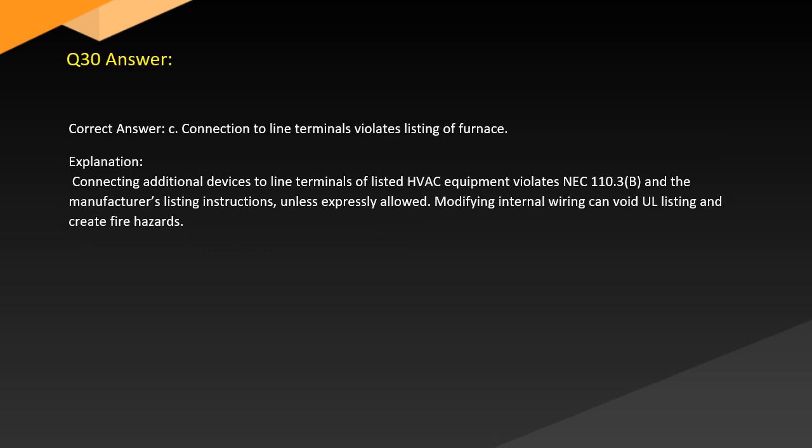Answer. Correct answer: C. Connection to line terminals violates listing of furnace. Explanation. Connecting additional devices to line terminals of listed HVAC equipment violates NEC 110.3(B) and the manufacturer's listing instructions unless expressly allowed. Modifying internal wiring can void all listing and create fire hazards.